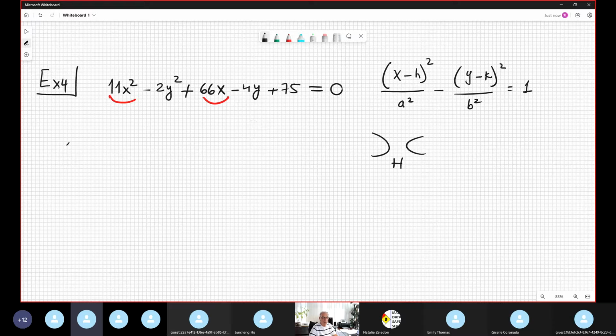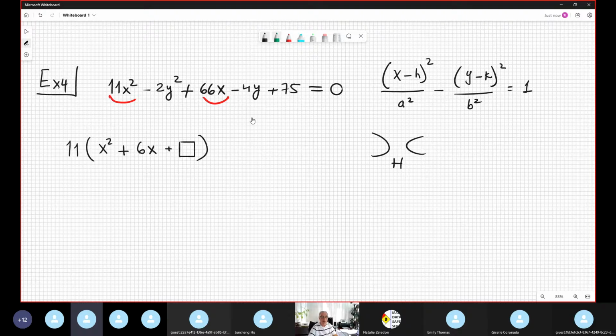Okay, 11 is the greatest common factor, and we have x squared plus 6x. Okay, I forget mentally the y part and the other number, 75. They do not exist in my mind. I only focus on 11x squared and 66x. I need to complete the square.